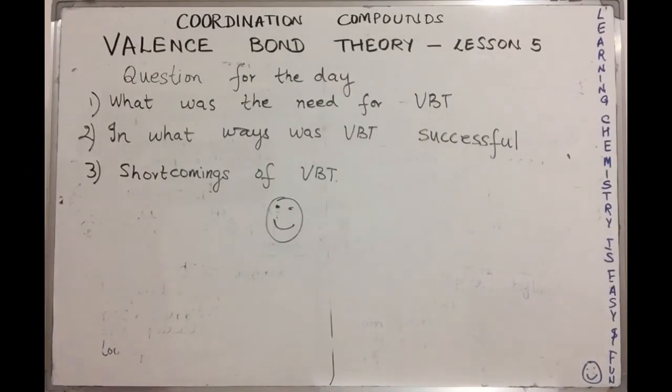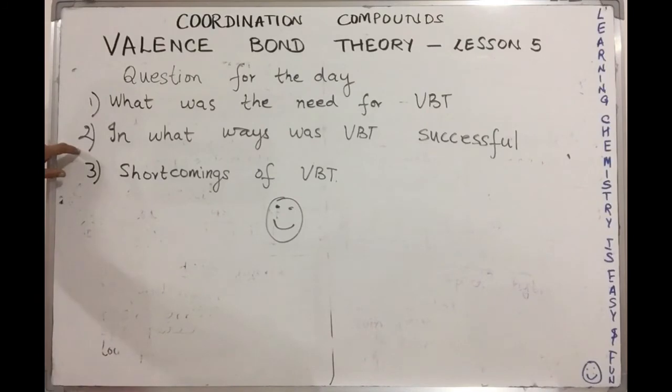Before I go on to take the next 2 examples, please make a note of the questions based on this lesson. First, why did we need the valence bond theory when we had Werner's theory in place? So basically, what were the points which were not covered by Werner's theory that we had to explain with the help of VBT?